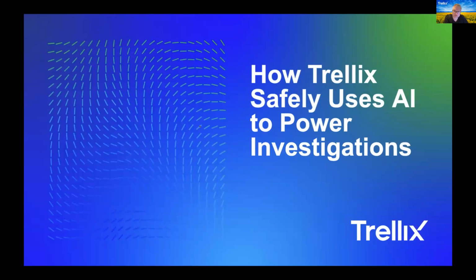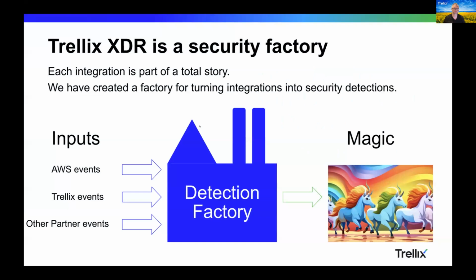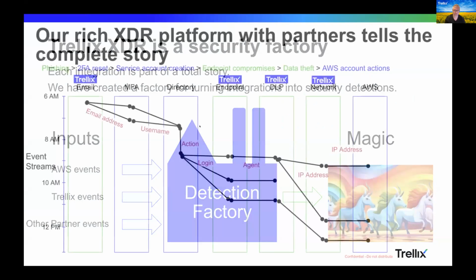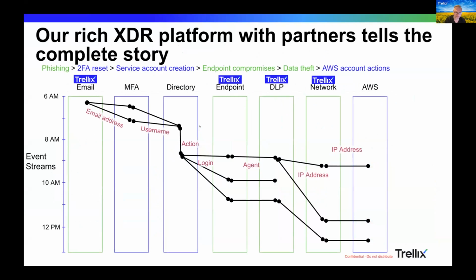All right, I'll quickly cover where we come in on how to secure against AI. We have an XDR, and you can put a lot of things into it, including things like Amazon events, our own platform events, or pretty much any event you can think of. You dump it all into the detection factory, and you get our unicorns and rainbows, the magic of detection that comes out on the other side. This often looks like chaining things together.